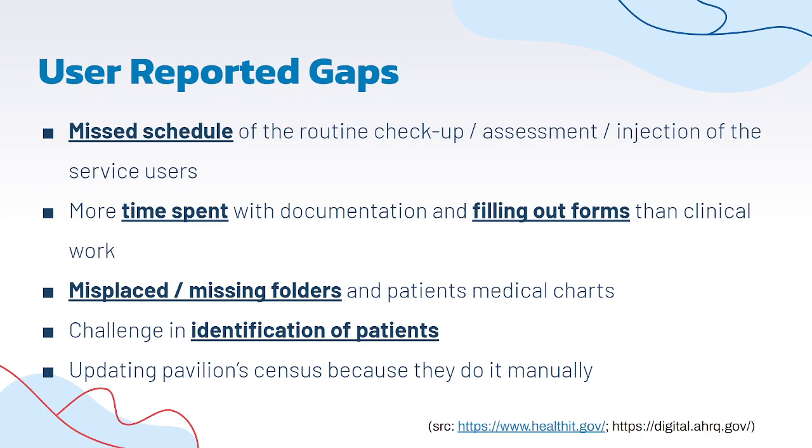User reported gaps that we have found during our immersion or interviews with the Pavilion 3 or the acute female ward. First reported gap is missed schedule. The healthcare workers are usually missing schedules of routine checkups, assessments, or injections of service users. Second, time spent with documentation, filling out forms.